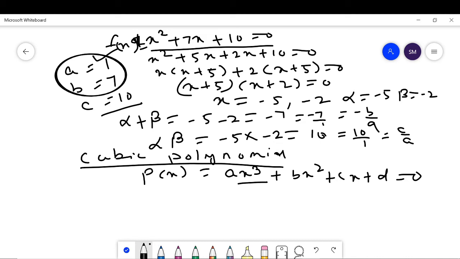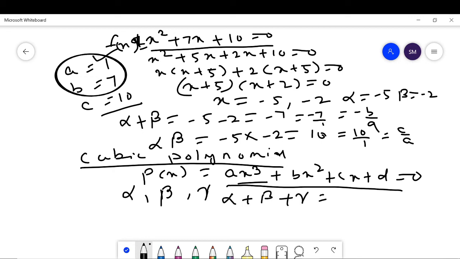Let us take an example. First, read about what is the relationship between zeros of the cubic polynomial and its coefficients. Here this is the polynomial and let alpha, beta and gamma are 3 zeros of this polynomial. In cubic polynomial we get 3 zeros. Then what is the relationship between alpha, beta and gamma?